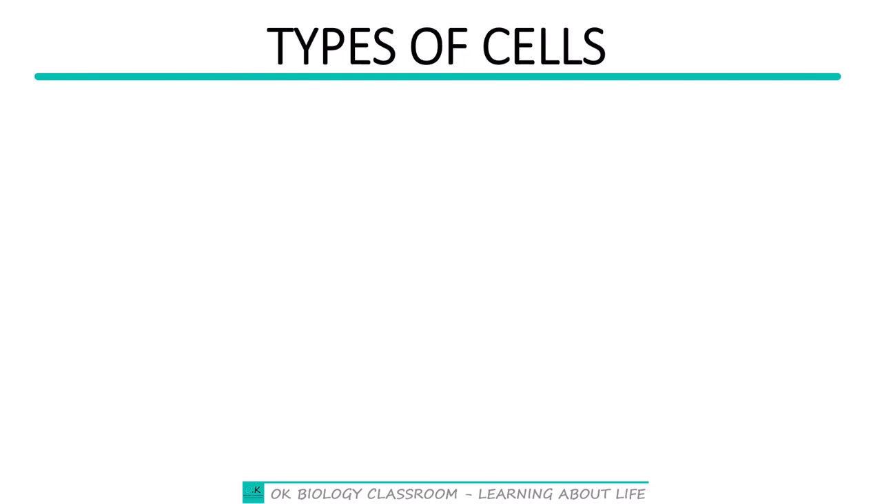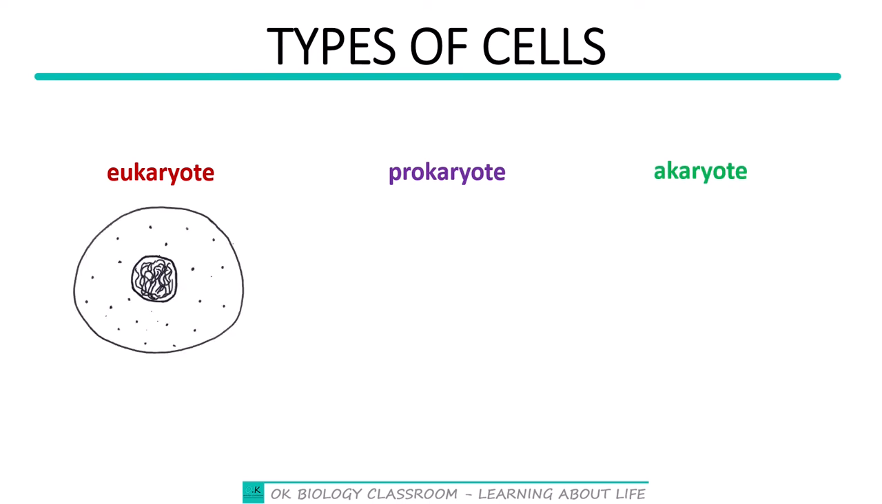So types of cells. But let's start by looking at their names first. We have eukaryotes, prokaryotes, then we have akaryotes. There are some images here that we are going to use to distinguish them. This is showing the cell of a eukaryote. And I said that to distinguish these types of cells, the focus is going to be on the nucleus. So look at this image. Our nucleus is here, centrally placed here.